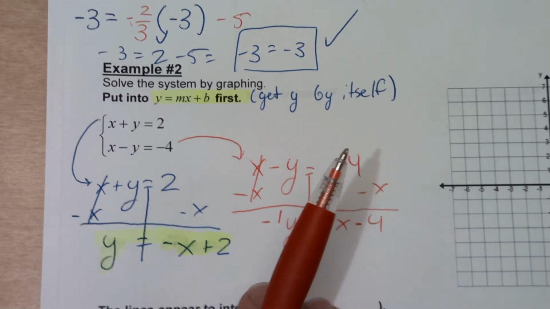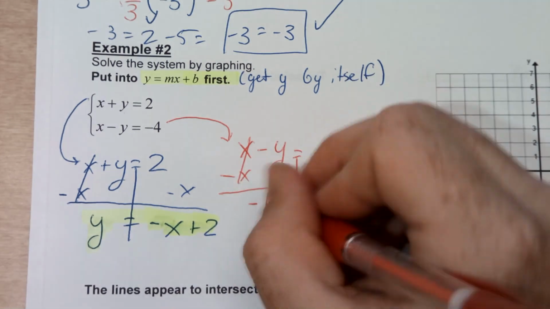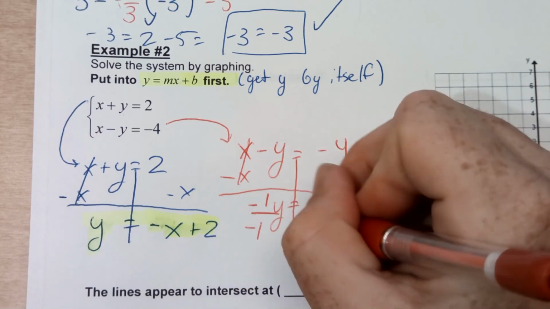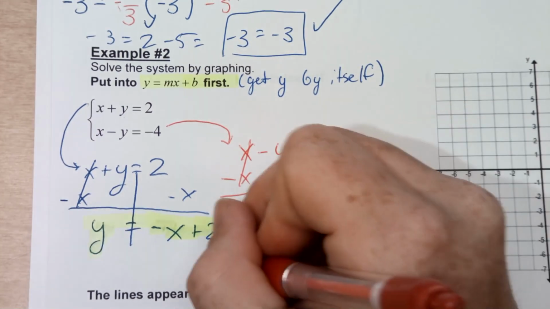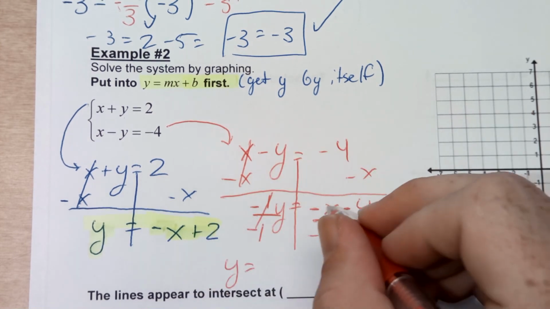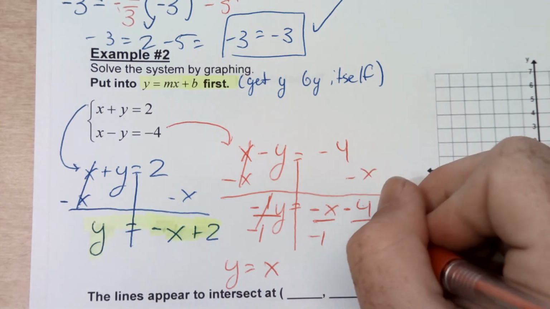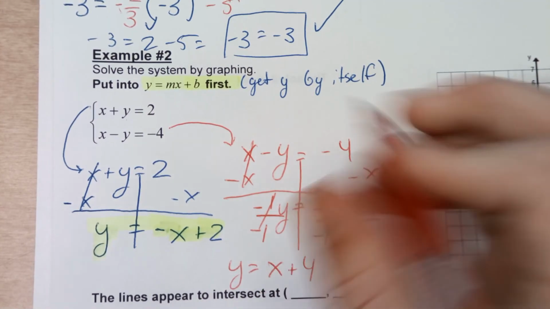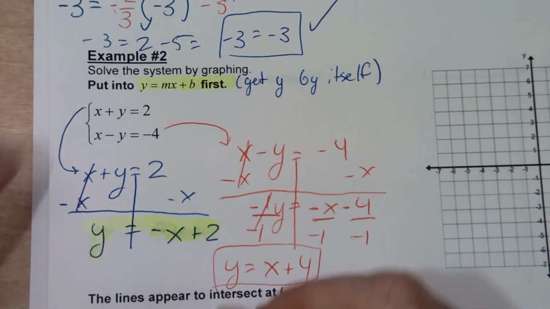So I need to move that. Since it's multiplying, I do the opposite. The opposite of multiplication is division. So I'm going to divide both sides by negative 1, dividing everything by negative 1. Those cancel out. I get y equals negative 1x divided by negative 1 is a positive 1x. Negative 4 divided by negative 1 is a positive 4. So I get y equals x plus 4 as our other equation we'll be working with.